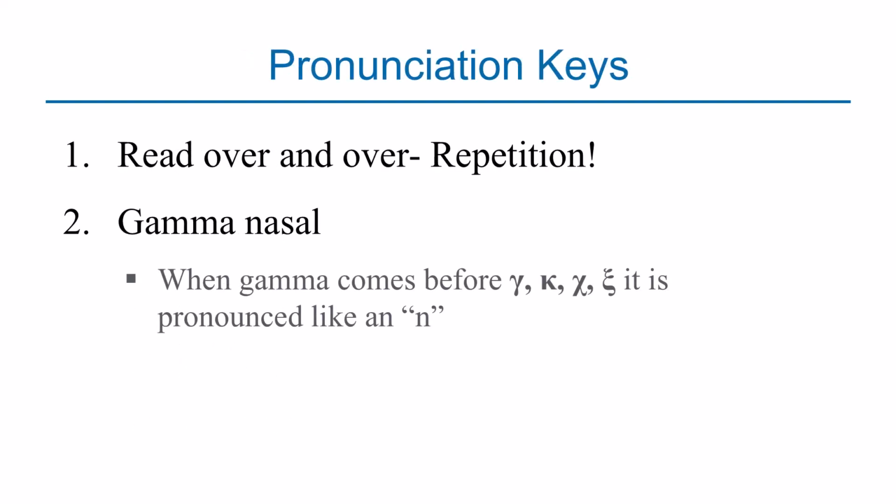While we're talking about the alphabet, I'm going to give some pronunciation keys, one of which is repetition: repeatedly write out the letter and learn how to pronounce it. But as you are learning how to pronounce, there's something that we call gamma nasal. Gamma nasal is a situation where the letter gamma comes before gamma itself, or the letter kappa, chi, or xi. So instead of pronouncing it like GG, that is gamma gamma, you are going to pronounce the first gamma as N. Let me give you an example that is clear.